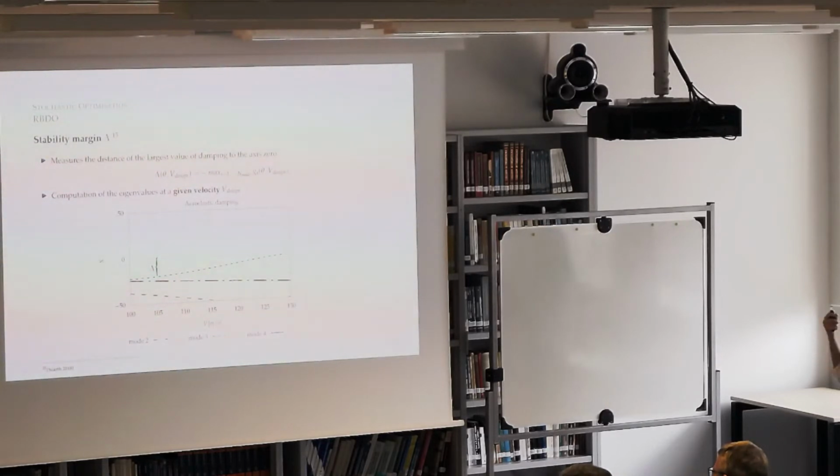But again, as I said, we need a continuous function, and the function that we use is called the stability margin. Stability margin can be formulated as the negative value of the maximum aeroelastic damping at a given design velocity. So if I want to illustrate it over this aeroelastic damping diagram, if I set myself at a design velocity of 105 meters per second, my stability margin is this distance between the zero axis and the maximum damping value of any of the modes.